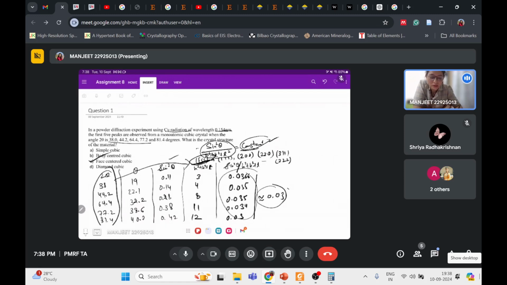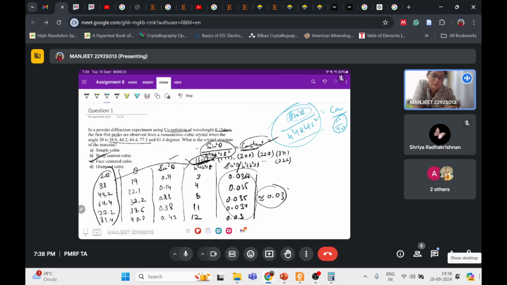Corresponding to that, sin square theta divided by h square plus k square plus l square should be a constant, and this constant will be lambda square by 4a square, I guess. This should be the constant value. So sin square theta, because 2 theta is given, from there I can calculate this sin square theta. And if it is not mentioned that these are the first five peaks, then it is difficult to find out which it belongs to, but it is the first five, because we know what will be the first ones.